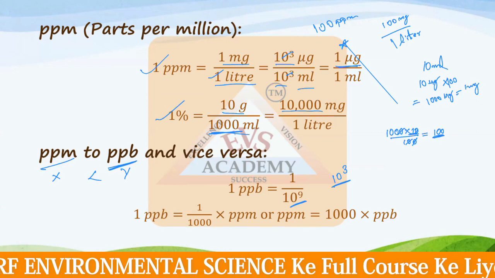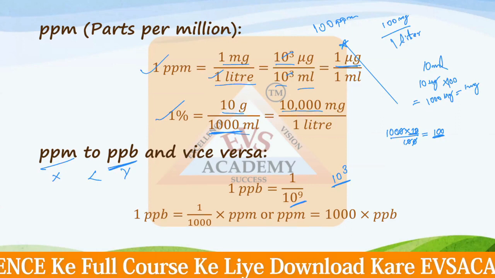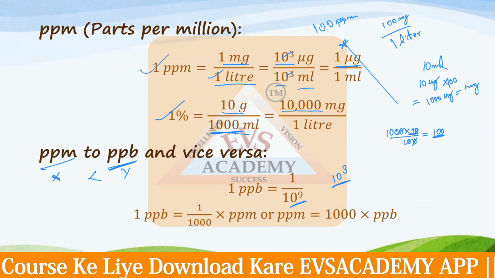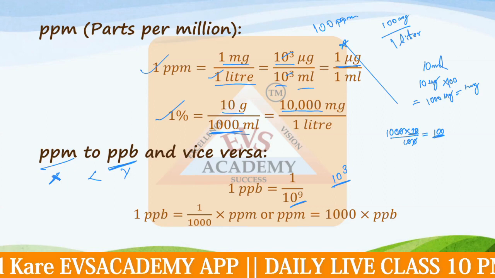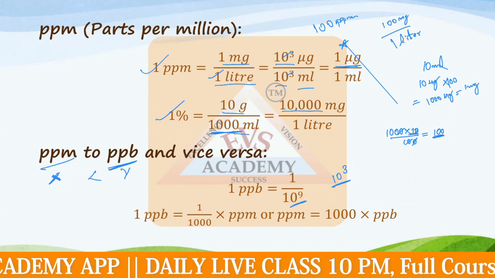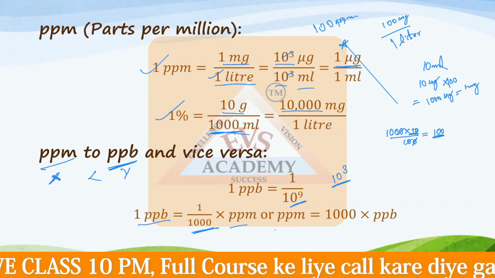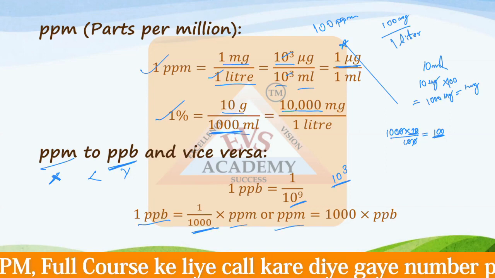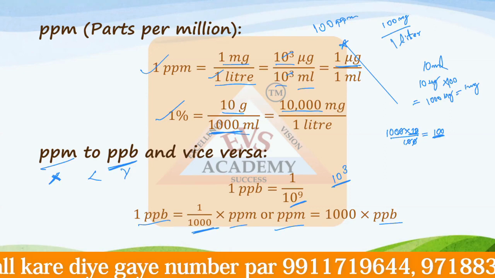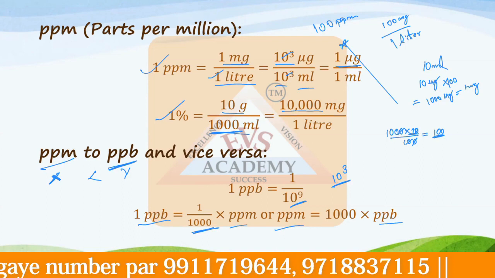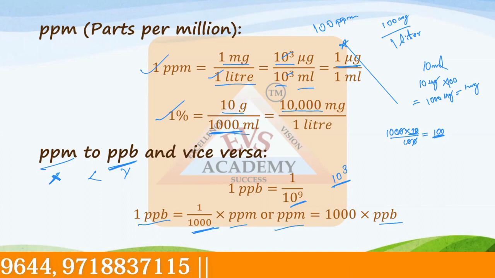And if you are converting vice versa, ppb to ppm, now the unit is larger here. So the amount of this X or Y, whatever you have, is going to reduce. So divide it by 10 to the power 3. Same thing: 1 ppb equals 1 divided by 1000 ppm, or 1 ppm equals 1000 multiplied by 1 ppb. That's how you can convert ppm to ppb and back. So this is another very basic concept of environmental chemistry.